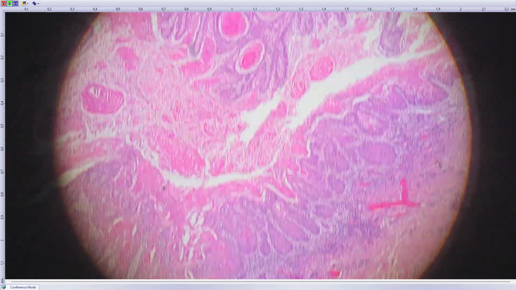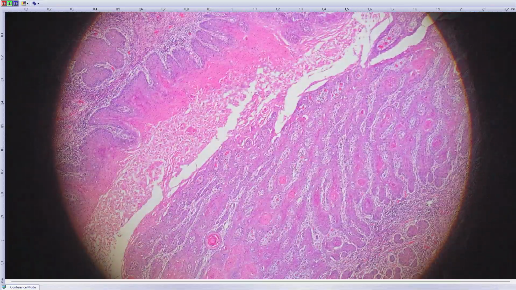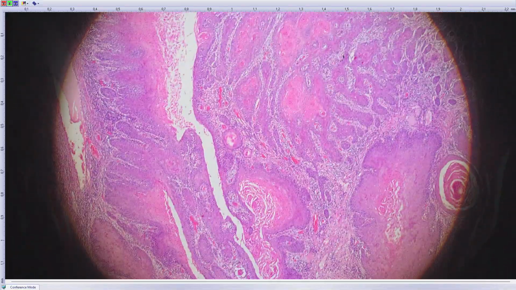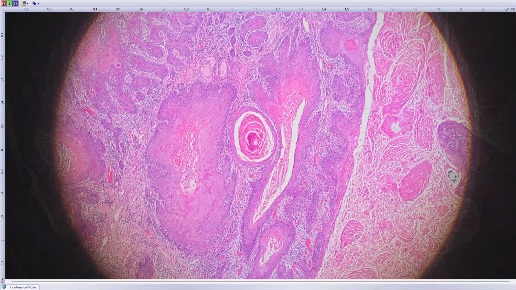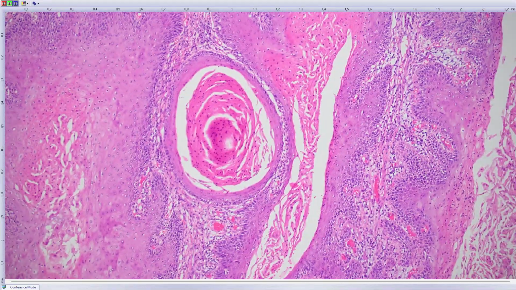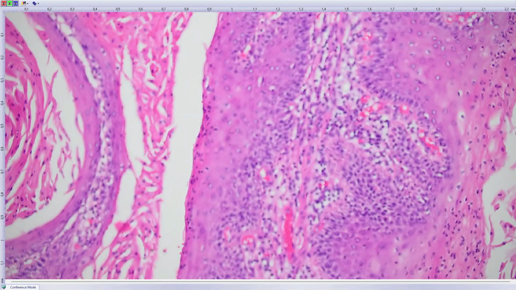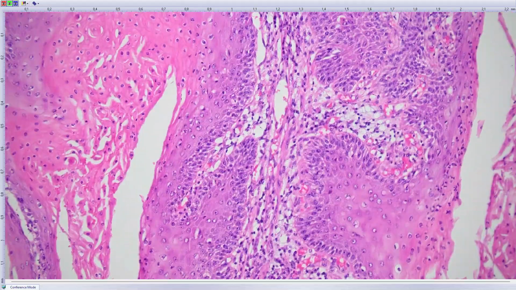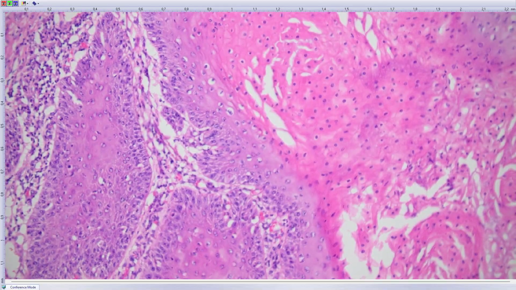So yeah, first the impression was it's well differentiated squamous cell carcinoma, but if you follow it, it's not really squamous cell carcinoma. The epithelium is a little bit atypical, but it's mostly reactive because there's quite a lot of inflammation there, but there is no real dysplasia. This is very well differentiated epithelium.